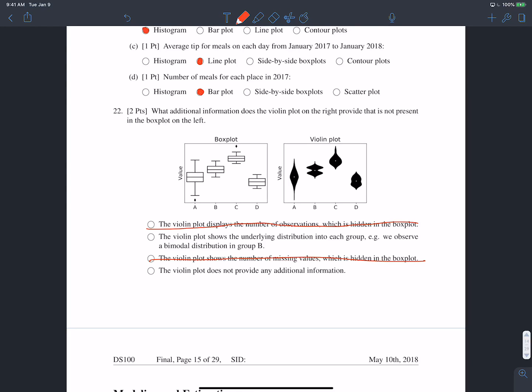The second says the violin plot shows the underlying distribution into each group, e.g., we observe a bimodal distribution in group B. And that's true. We see in group B there are two modes, it's bimodal, and that's not something that's conveyed in the box plot on the left. So for this one, the correct option is the second one. And that wraps up the visualizations portion of this exam.